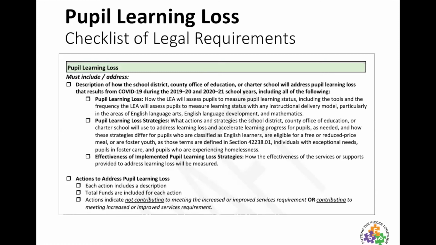The third prompt in this section asks LEAs to describe how the effectiveness of the services or supports provided to address learning loss will be measured. And as previously mentioned, there is an actions table for pupil learning loss in which LEAs must describe each action, provide the total amount of expenditures for each action, and indicate whether or not the action contributes to meeting the increased or improved services requirement. Next slide, please.